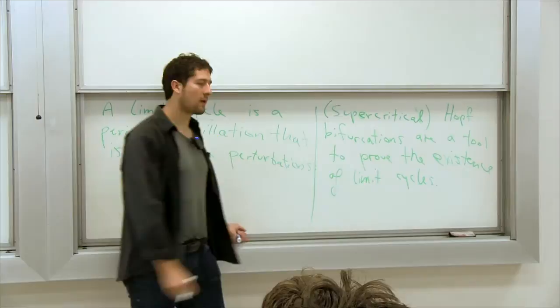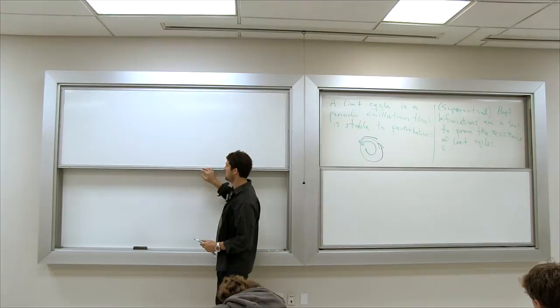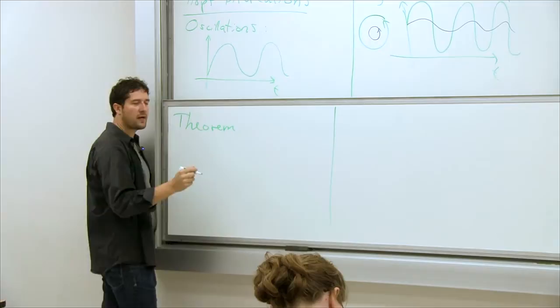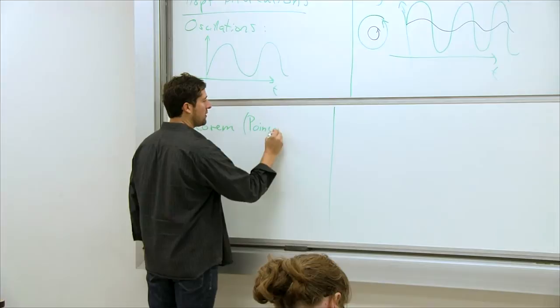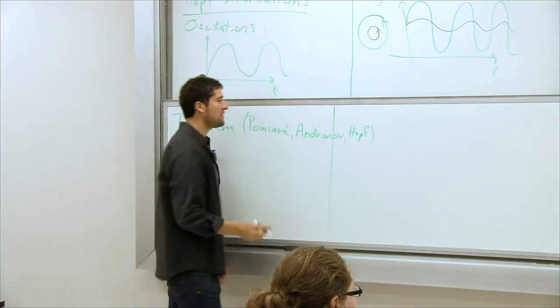Great. So now, how are we going to do this? Well, let me just tell you the statement of the theorem. This theorem is due to three guys, Poincaré, Andronov, and Hopf. And this guy got lucky, and the whole theorem is known after just him. He just had the shorter name. Okay?